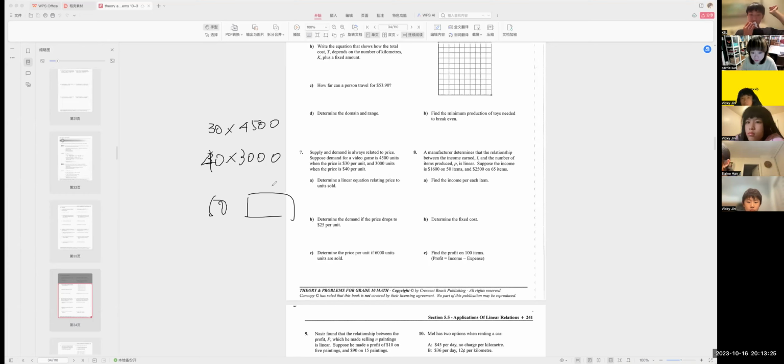So let's take a look at this one. So how do we do it? So for instance, if we have 第七题, so we can have 30 is X.